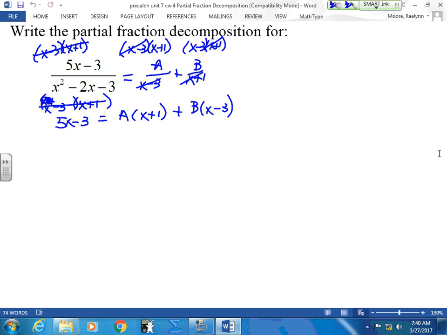Good? All right, I'm going to take both of those factors over to the side somewhere, set both of these factors to 0.